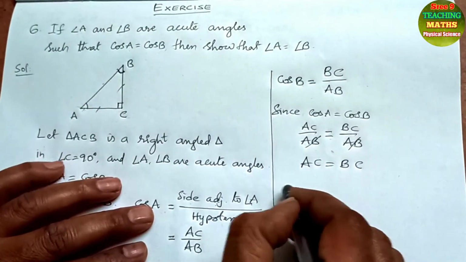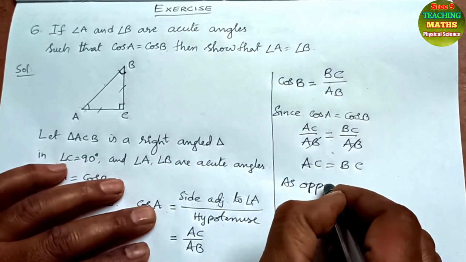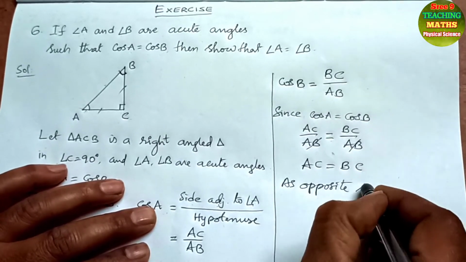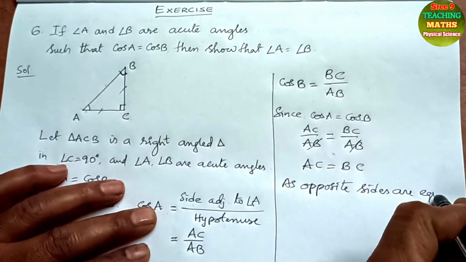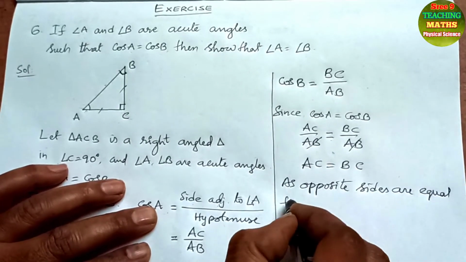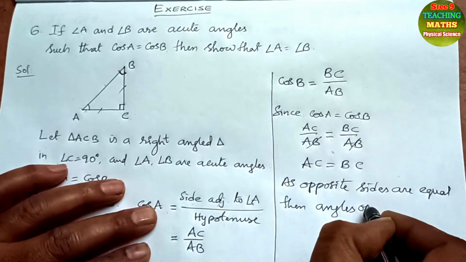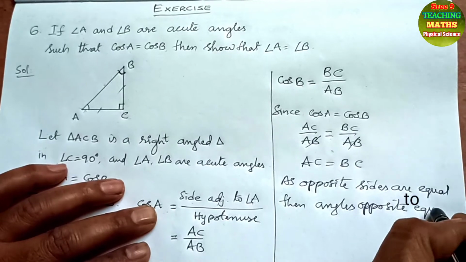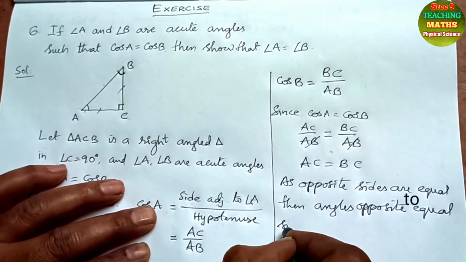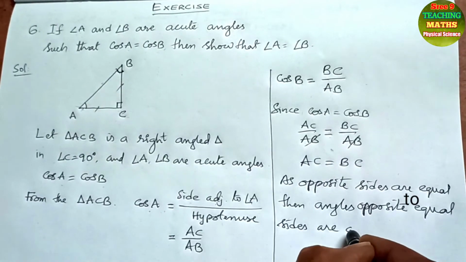Hence I am writing, as opposite sides are equal, then angles opposite to equal sides are also equal.